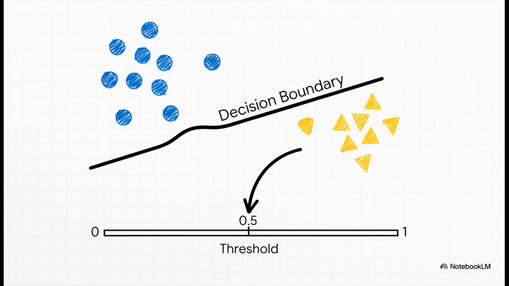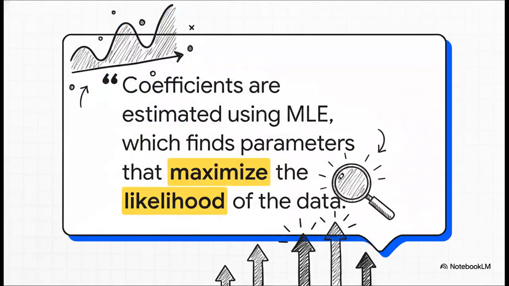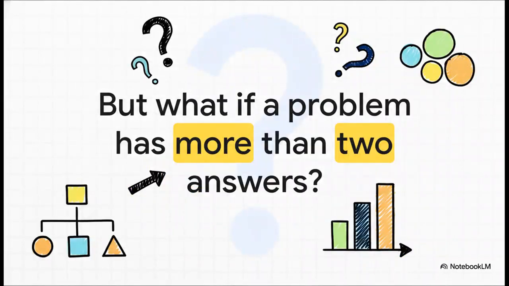Simple as that. Now, you might hear this super fancy term, maximum likelihood estimation, or MLE, and think it's incredibly complicated. But honestly, it's just a formal way of saying the model tries out tons of different lines to find the one perfect spot to draw that line, the one that gives the most accurate predictions for the data it's already seen. So, this is all great for those simple yes or no questions. But the real world is often way more complicated, isn't it? What happens when a problem has more than just two possible answers?